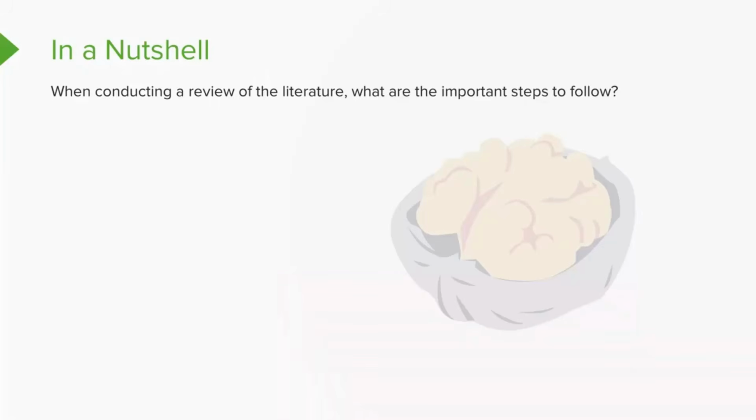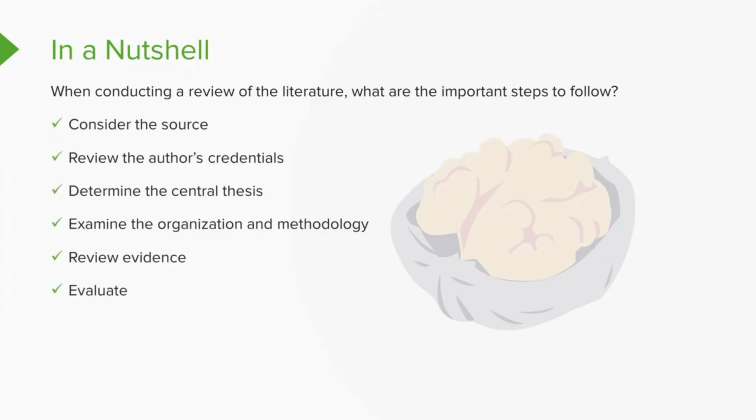So in thinking of what we've learned today, I'd like you to consider this question. When conducting a review of the literature, what are the most important steps to follow? You're going to consider the source, you're going to review the author's credentials, determine the central thesis, examine the organization and methodology of the study, review the evidence, and then fully evaluate the article to see if it makes sense for you.